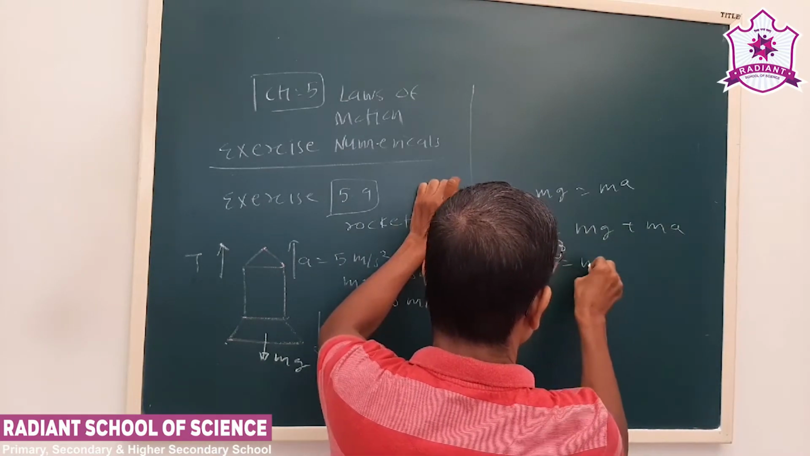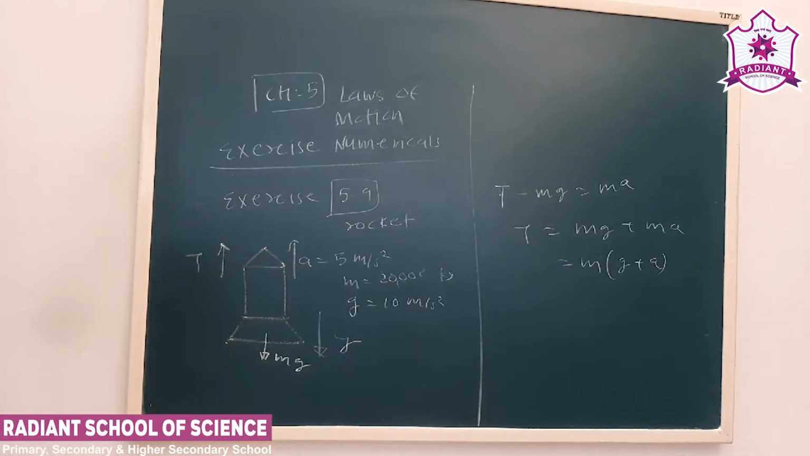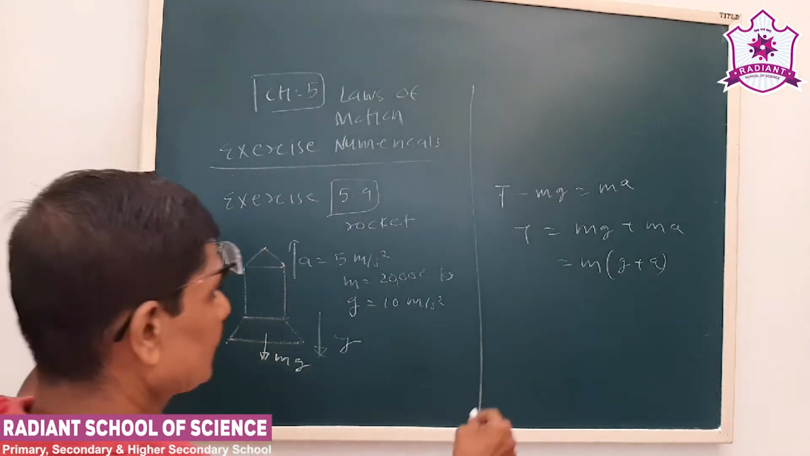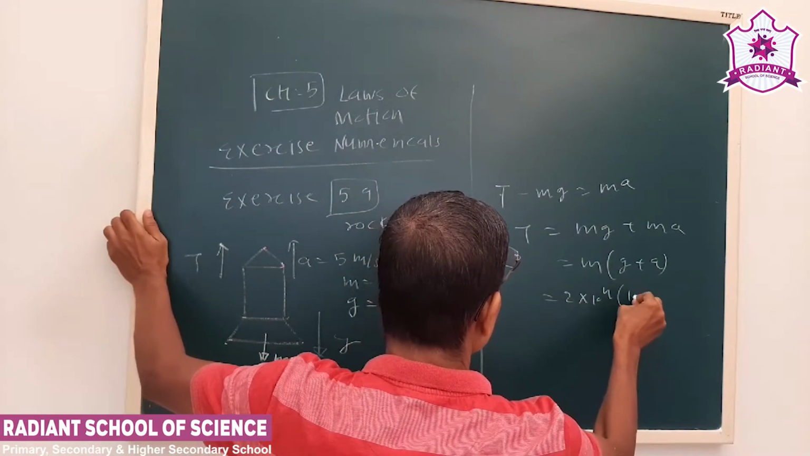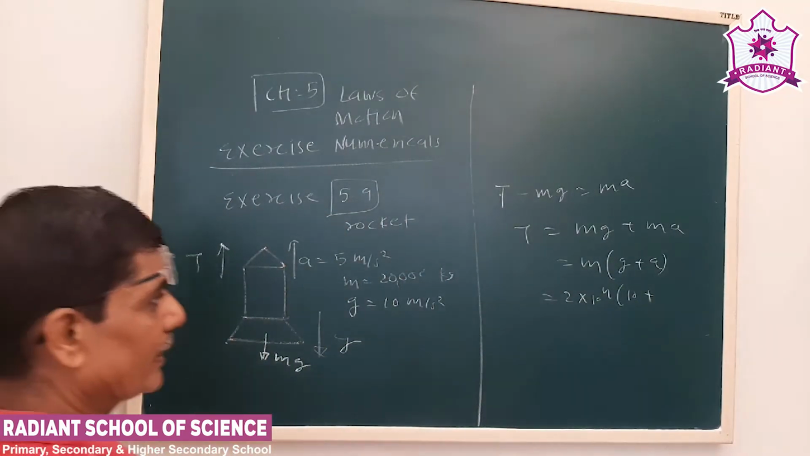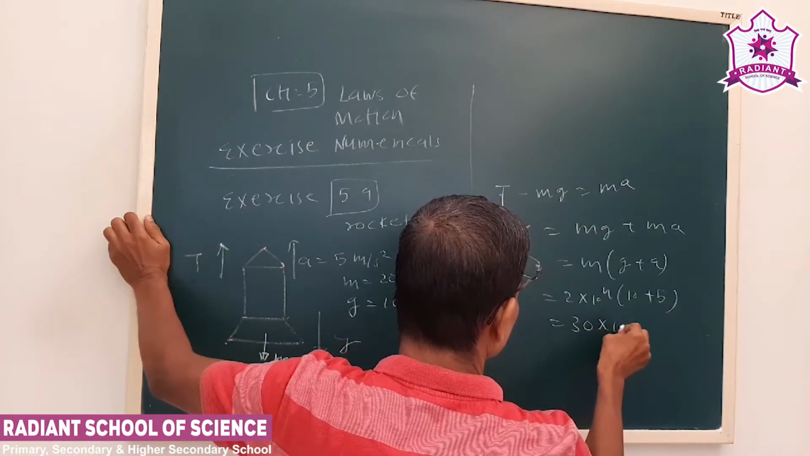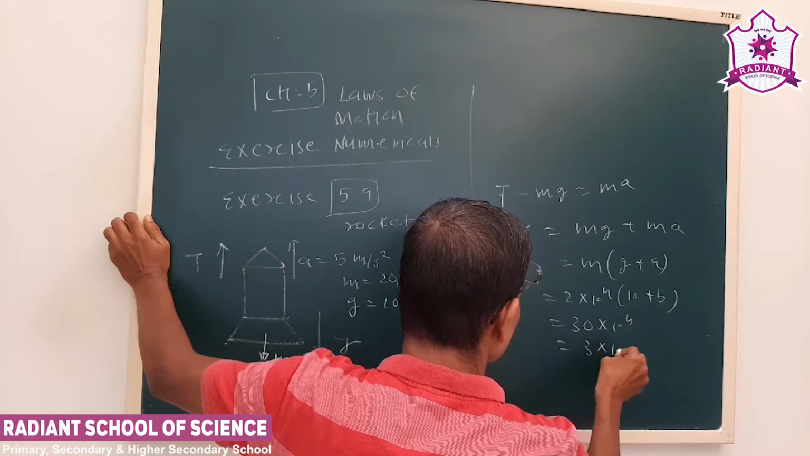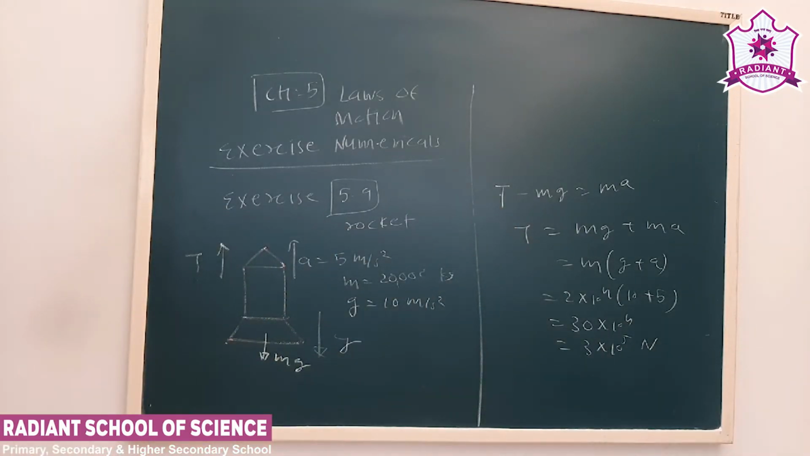What can we do? m is common, so T is equal to m into g plus a. Now the mass is 20,000, that is 2 into 10 to the power 4. g is 10, acceleration is 5. So 15 into 2, that is 30. So this is how we can calculate the thrust or the force.